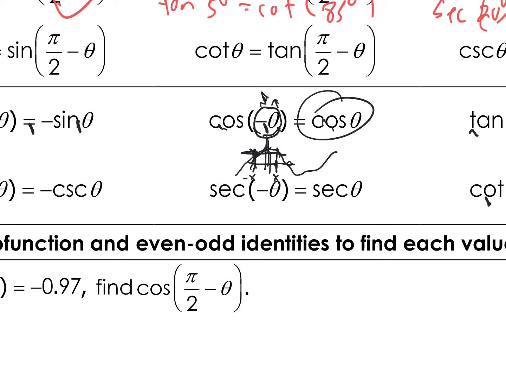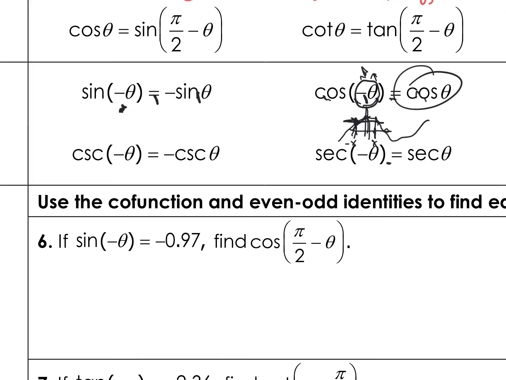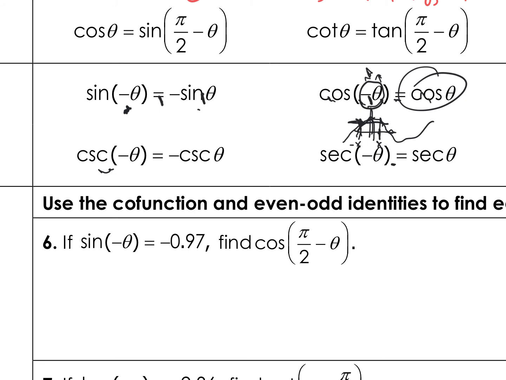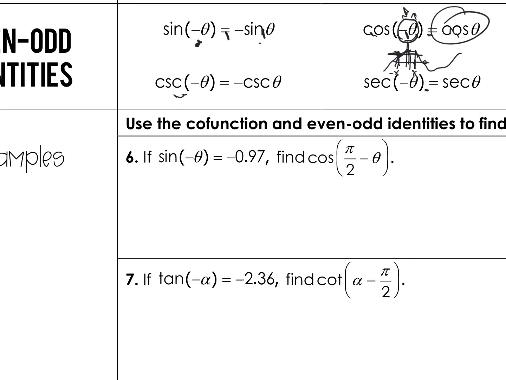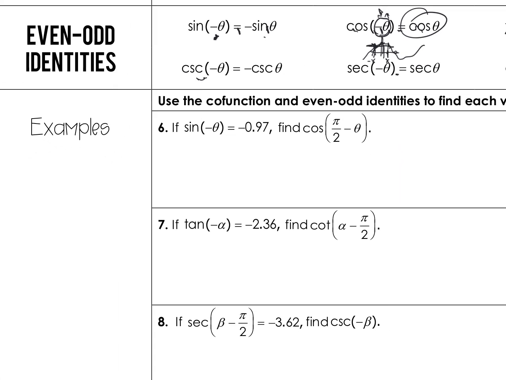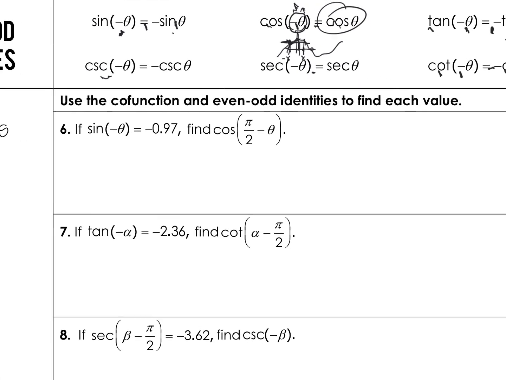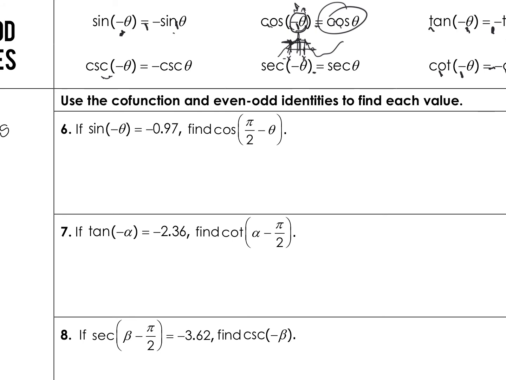Okay? And cosine is a lot like secant. Cosecant is a lot like sine. So they're related. So these get kind of hard. Well, they're not hard, but it's hard to understand. Use the cofunction and even and odd identities to find each value. He's telling you that we know for a fact that sine of a negative angle is -0.97.